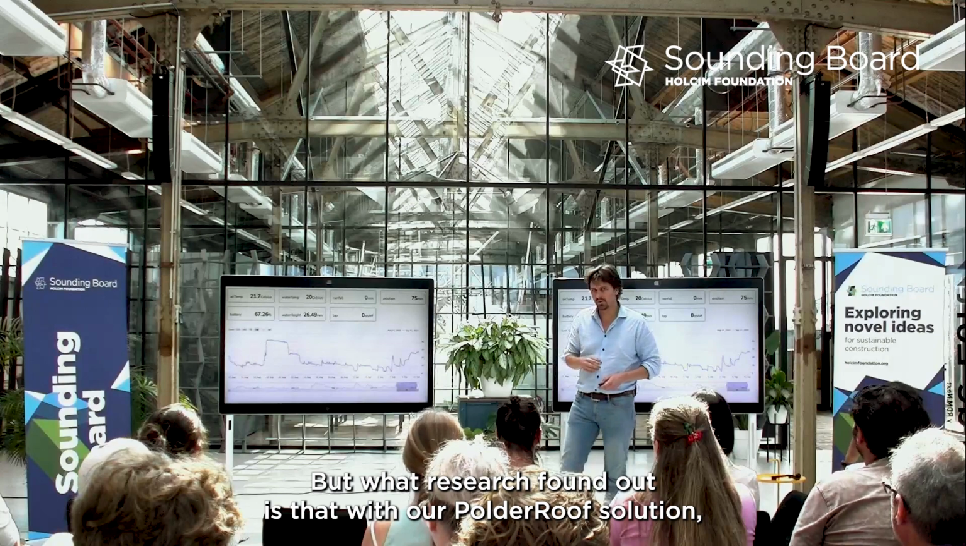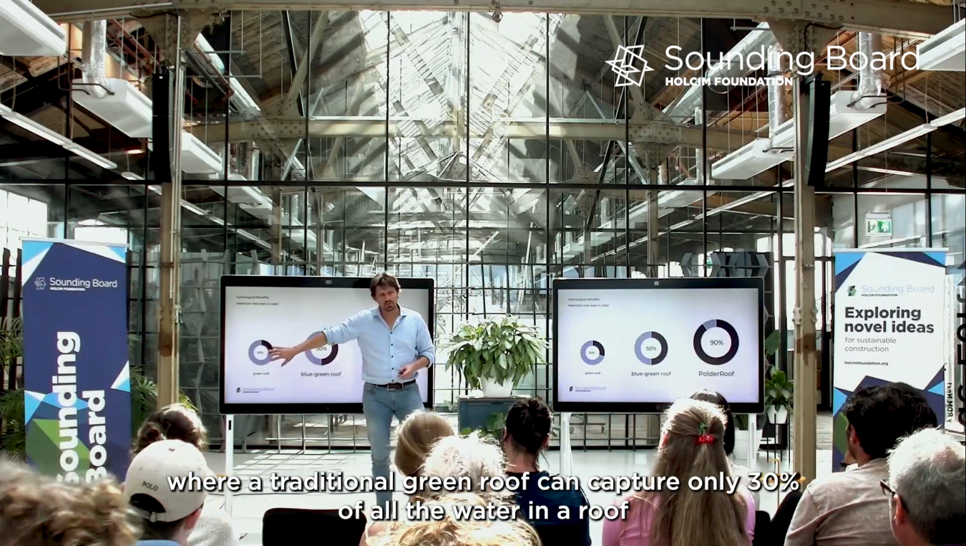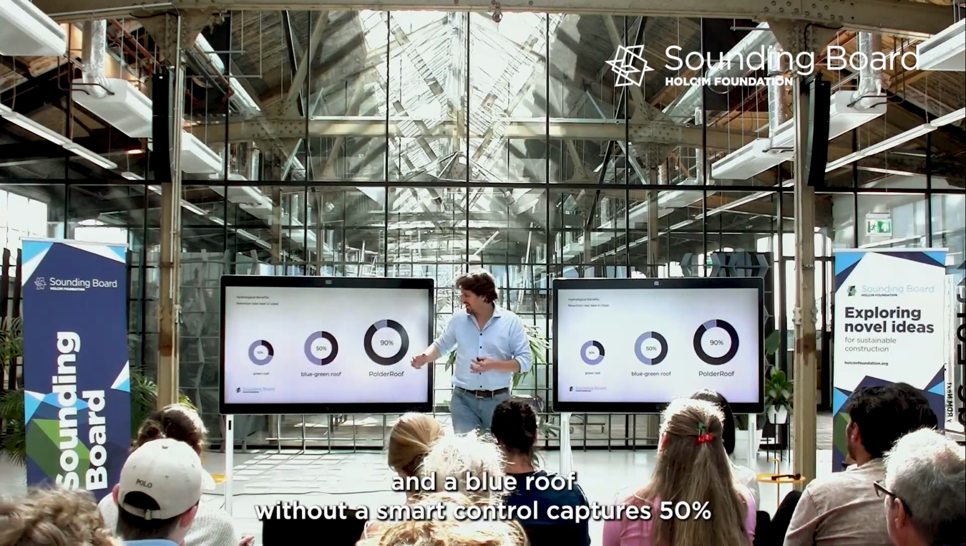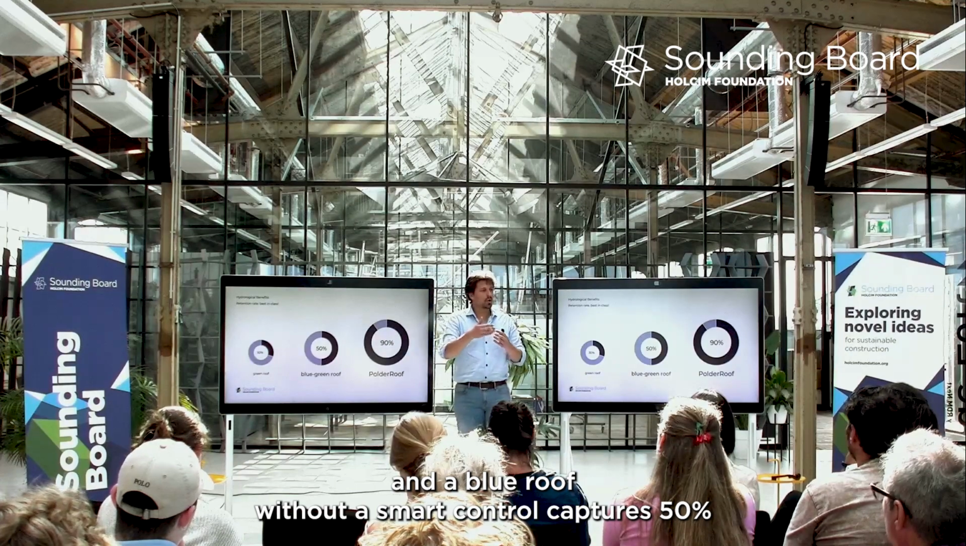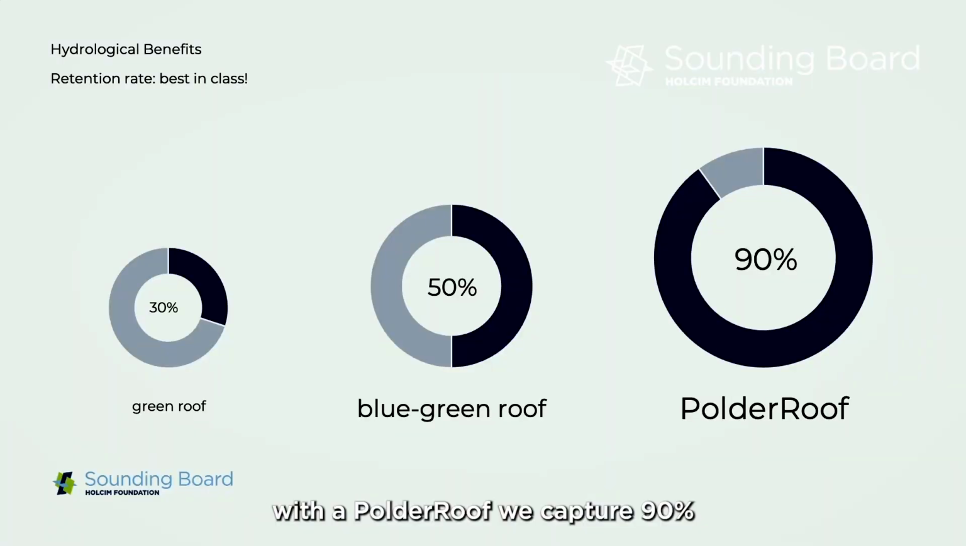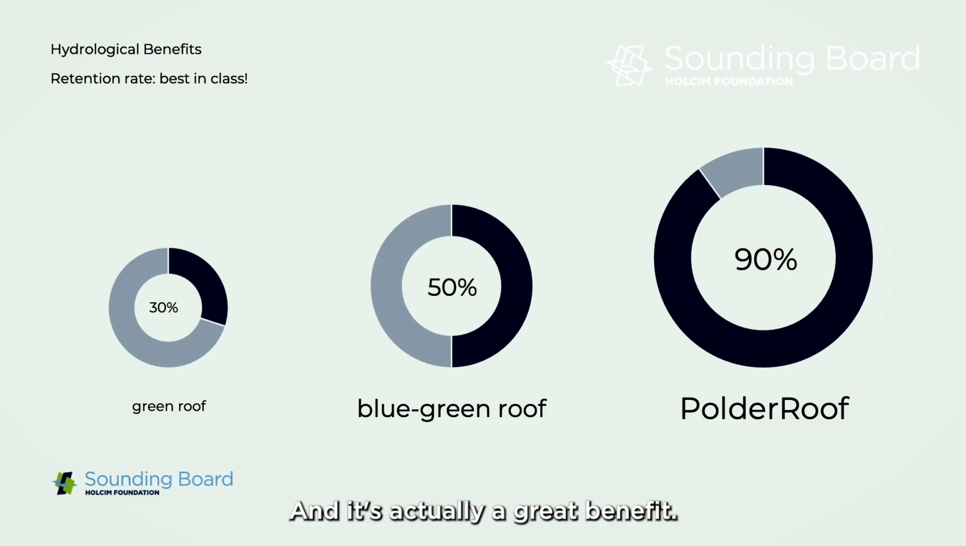But what research found out is that with our polder roof solution, a traditional green roof captures only 30% of all the water that falls on a roof, and a blue roof without smart control captures 50%. With a polder roof, we capture 90% of all water that drops on that roof. That does not end up in the sewer, that does not cause combined sewer overflow, and it's actually a great benefit.